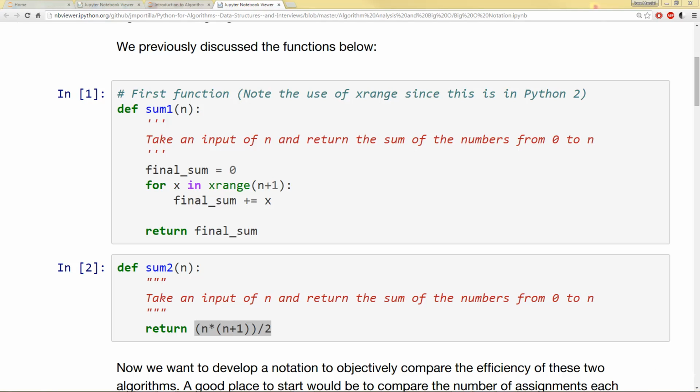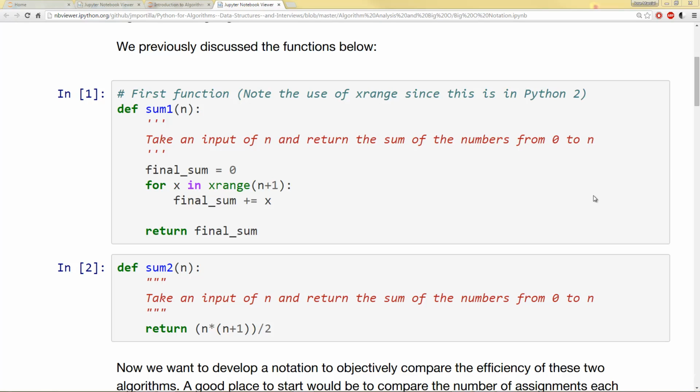So what we want to do is develop some sort of notation to objectively compare the efficiency of these two algorithms. And a good place to start would be to compare the number of assignments or operations each algorithm makes. So let's start with just assignments in general. If we look here, the original sum1 function will create an assignment n plus 1 times. And we can see this from that xrange or range-based functions. Just a quick note, since this is in Python 2, we're using xrange, which is just a generator, but range in Python 3 is the same.